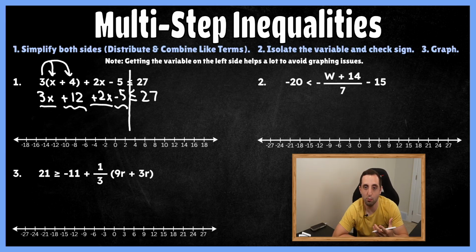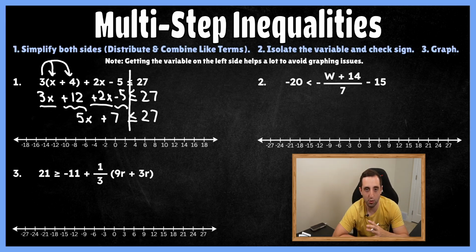Those are constants, or plain old numbers, which means we can combine them together. So 3x plus 2x is going to be 5x. Positive 12 minus 5, that's going to be plus 7, is less than or equal to 27. Notice how we haven't done anything to the right side yet, because we first had to simplify everything.